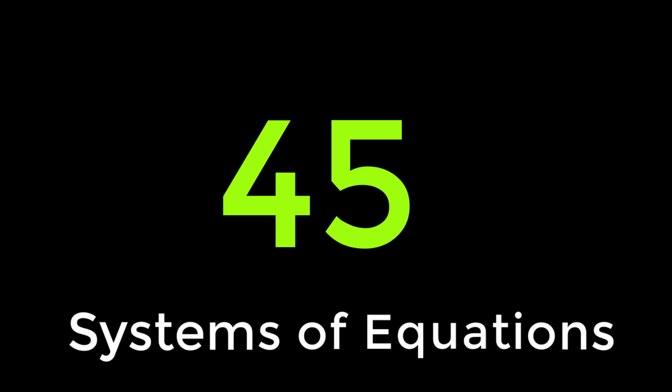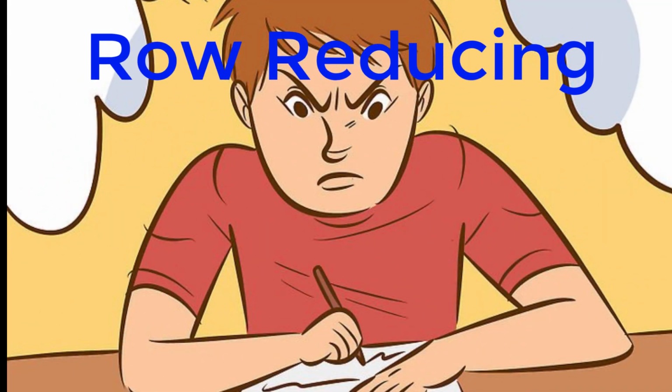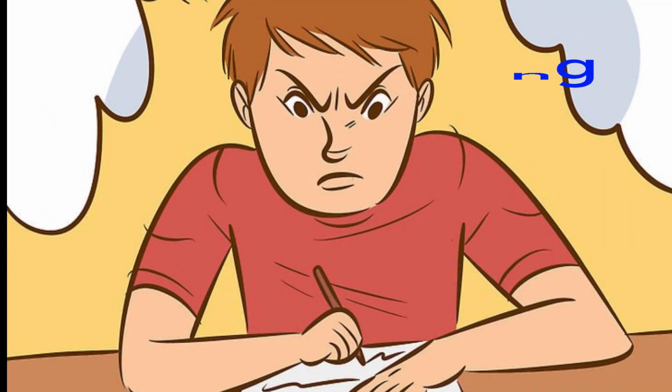You've just received 45 system of equation homework problems. The directions say, solve it by row reducing. Now you start solving it by hand, and after 20 minutes you find you still don't have the right answer. So what happened? In my experience, there are two hurdles students face with row reducing.